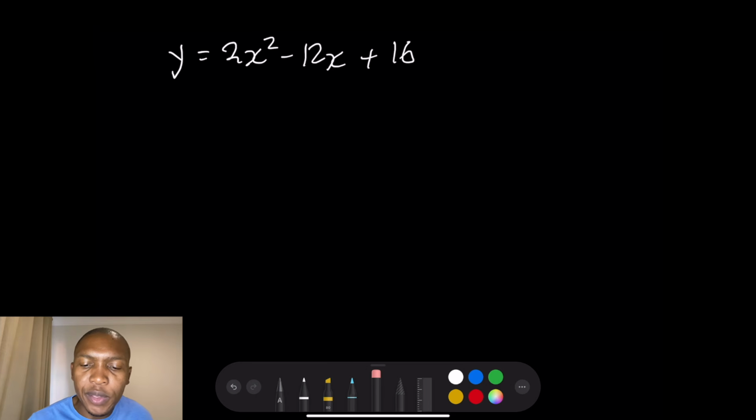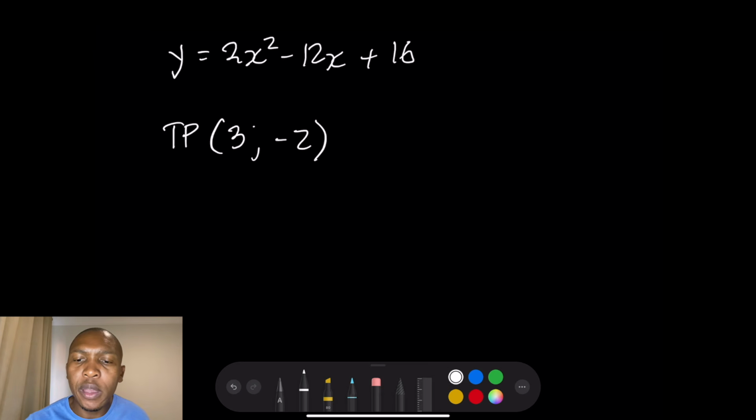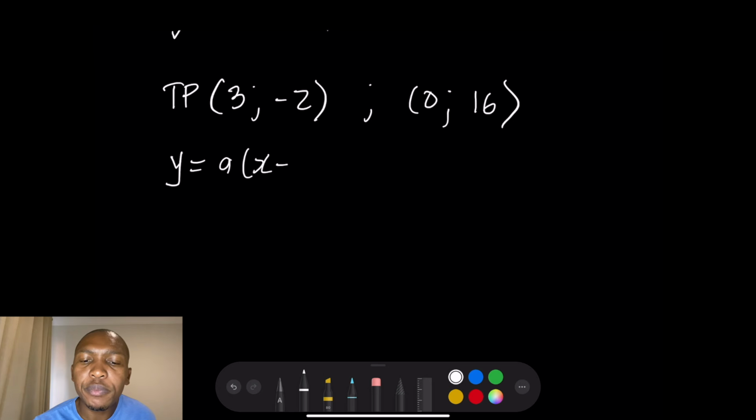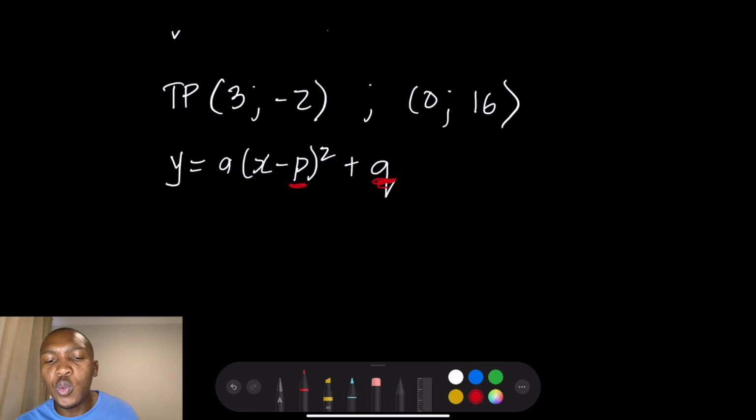We're given the turning point to be 3 and minus 2, and we're given the y-intercept to be 0 and 16. Another way, an alternative way, which would be up to you whether you find this easier. If you remember, we've got another way of expressing a parabola. Do you remember this? a(x minus p) squared plus q. And remember what I said, that the p and the q value actually show you the turning point.